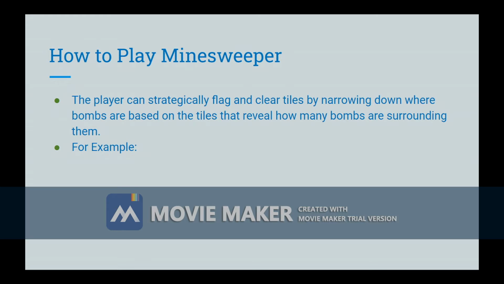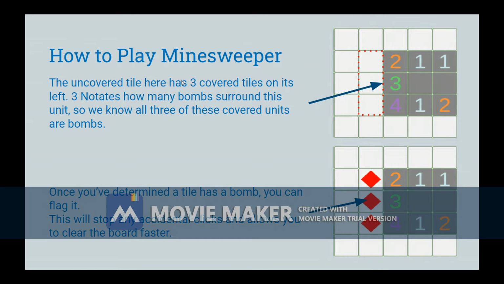Here is how to play Minesweeper. The player can strategically flag and clear tiles by narrowing down where bombs are based on the tiles that reveal how many bombs are surrounding them. For example, we can see here that there's a 3, and that means that it has 3 bombs surrounding it in this little 9x9 area here. But it only has 3 tiles next to it that are uncovered, which means all of these tiles are bombs. We can flag them using right-click with our mouse, and this will stop these from ever getting accidentally clicked.